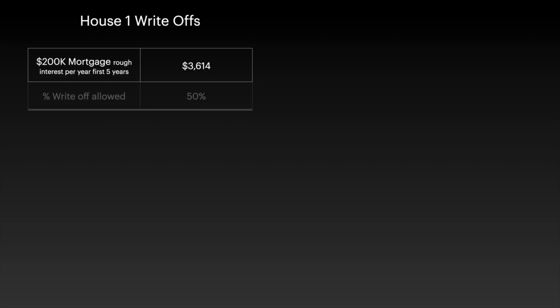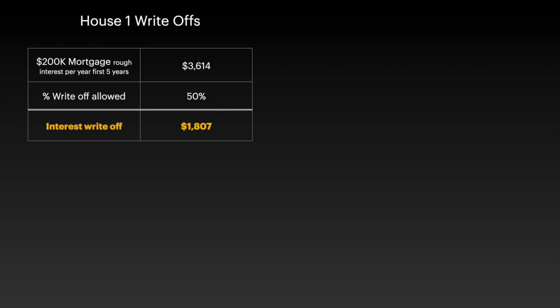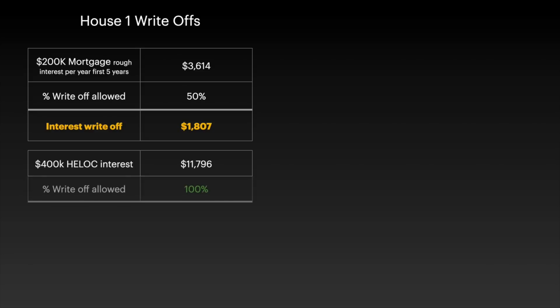We are still going to write off 50% because this mortgage is on our first home and we're taking half of it as self-use, so our yearly write-off will be an estimated $1,800. Here, we also have the $400K HELOC that we took out of house one, for which our interest payment is going to be $11,000 per year. But for this $400K, we can actually write off 100% of it because we took that money and bought another investment property.